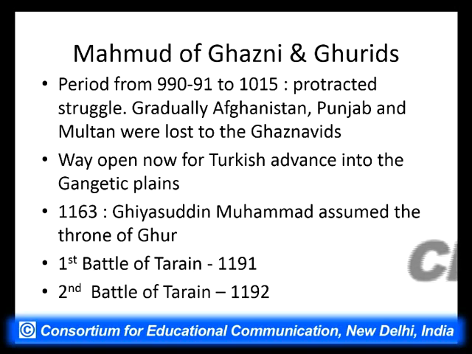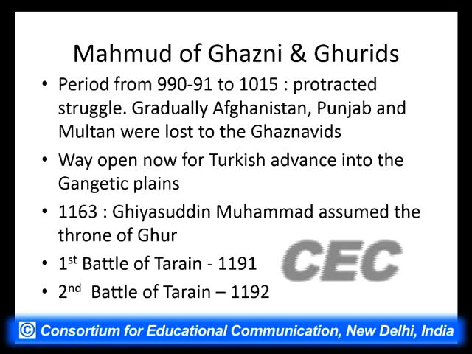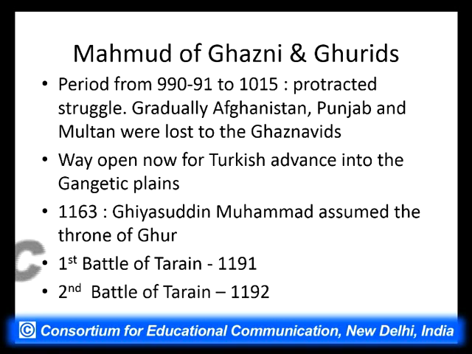The way was now open for Turkish advance into the Gangetic plains. In 1163 we see Ghiyasuddin Muhammad assume the throne of Ghur. The first battle of Tarain, in 1191, was where Prithviraj Chauhan won against Muhammad Ghori, and in the second battle of Tarain in 1192, Prithviraj Chauhan lost to Muhammad Ghori.